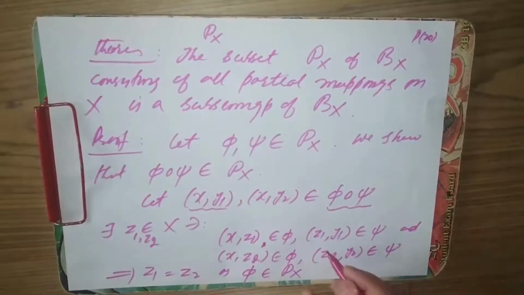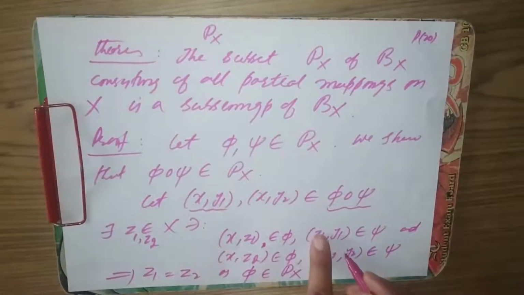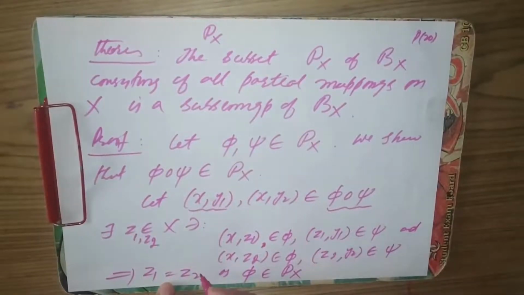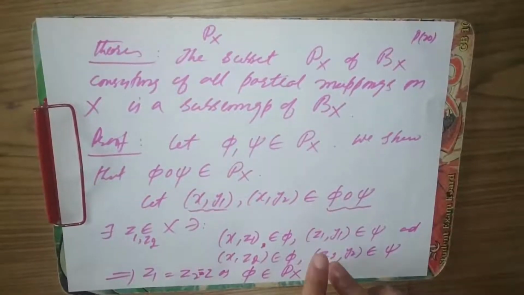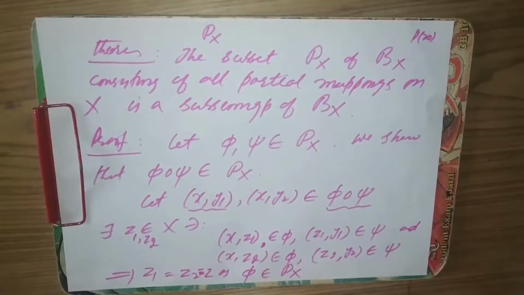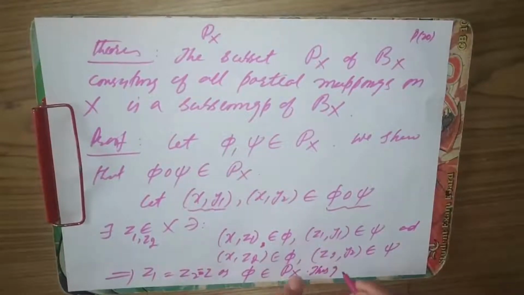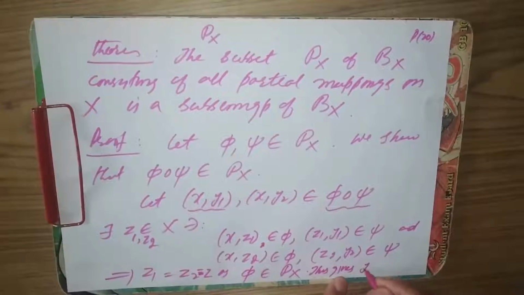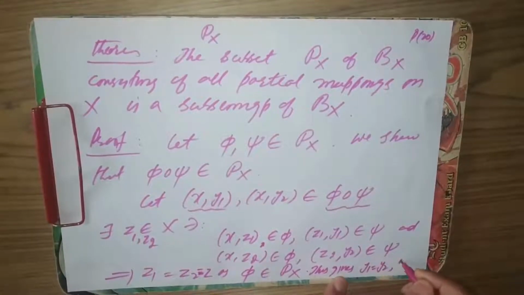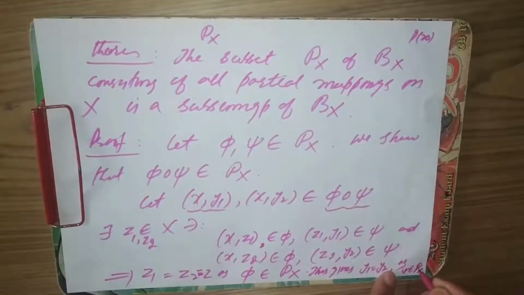Now look here, z1 is equal to z2. So they are just one element, and we can denote it by z. So this is z and this is z here. And z has two images under psi, and psi is a partial map, therefore y1 is equal to y2, as psi belongs to PX, as psi is a partial map.